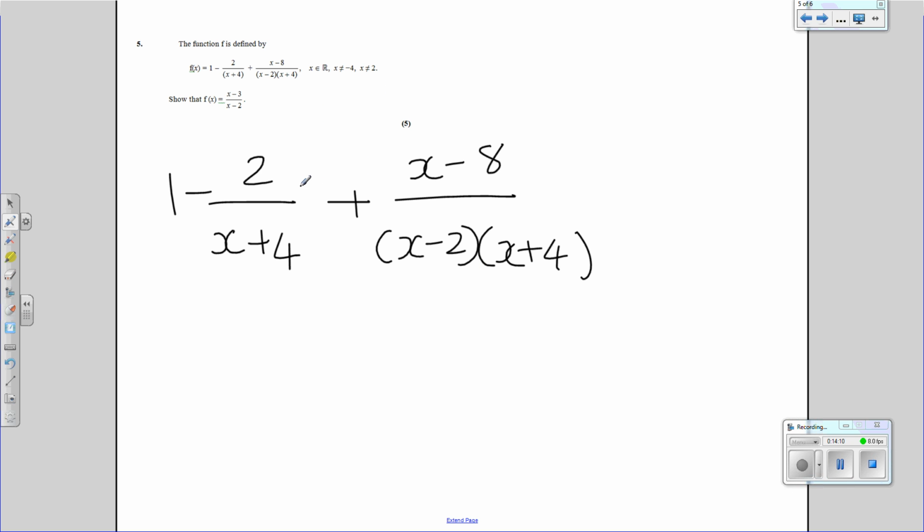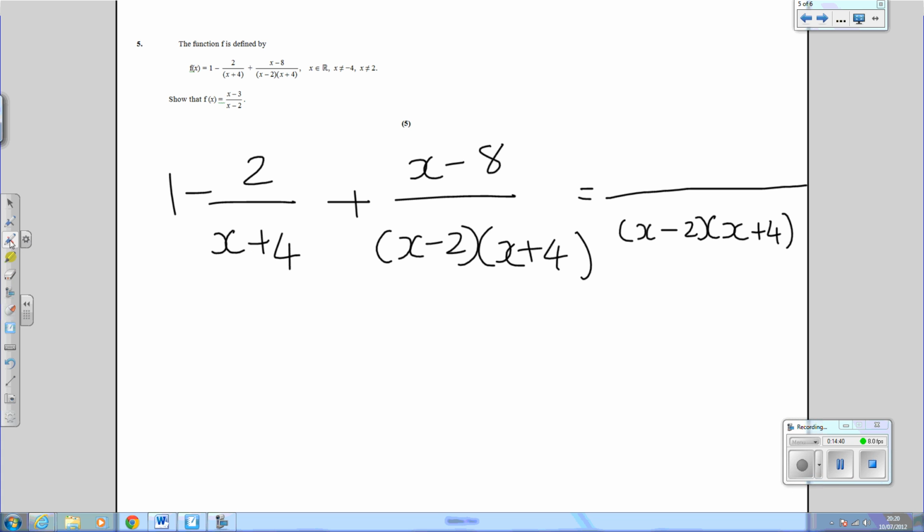So the lowest common denominator that we're going to have is, well, there's an x minus 2 and x plus 4. So x minus 2, x plus 4, and that covers this fraction here. This one has an x plus 4, that's already covered. And this one doesn't have anything, so that's fine. So we're going to have to now get them all over this lowest common denominator.